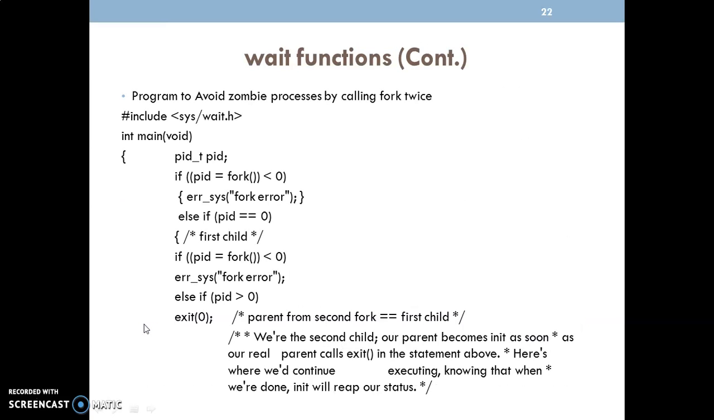So this is the program showing how we can avoid the zombie process by calling the fork API twice. I think we already discussed what we mean by zombie process. Means for a particular child process, the parent has not waited for it. In that case, the child enters the zombie state.